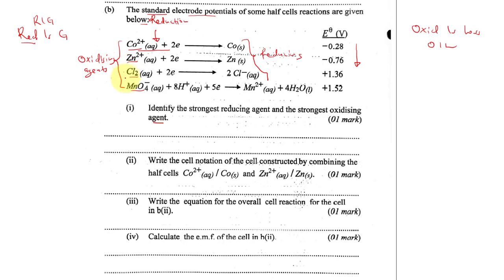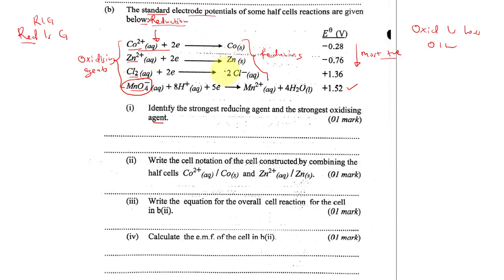So how do we tell which one is the strong oxidizing agent? The one with the largest reduction electrode potential. Largest, I mean most positive. So we shall look for the most positive. Which of these 4 has the most positive reduction electrode potential? So in this case we shall find it is manganate 7. So this is the strongest oxidizing agent.